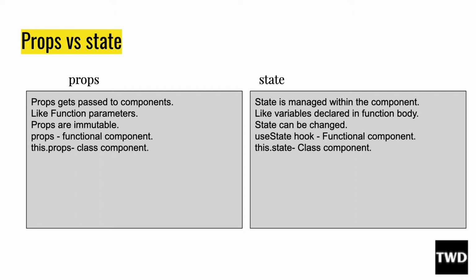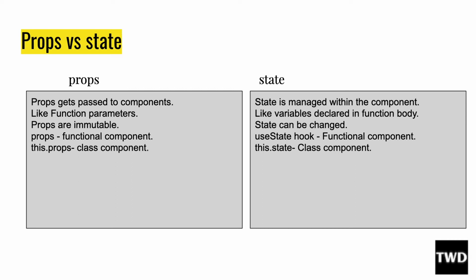And props are immutable, which means they cannot be changed. When you pass props to a different component, it cannot change the props. That's one main thing. The other thing is that state is local and state can be changed. How do we use props? We use props in a functional component with the keyword props, and in a class based component with this.props.